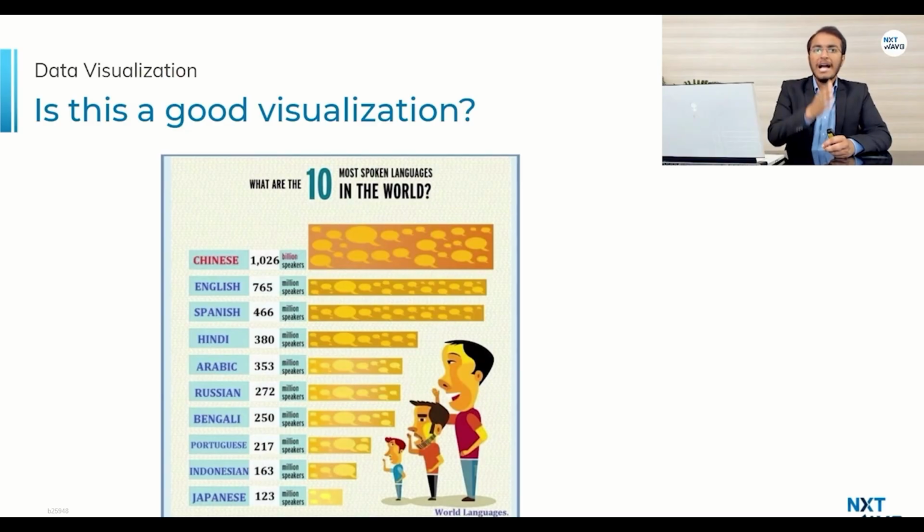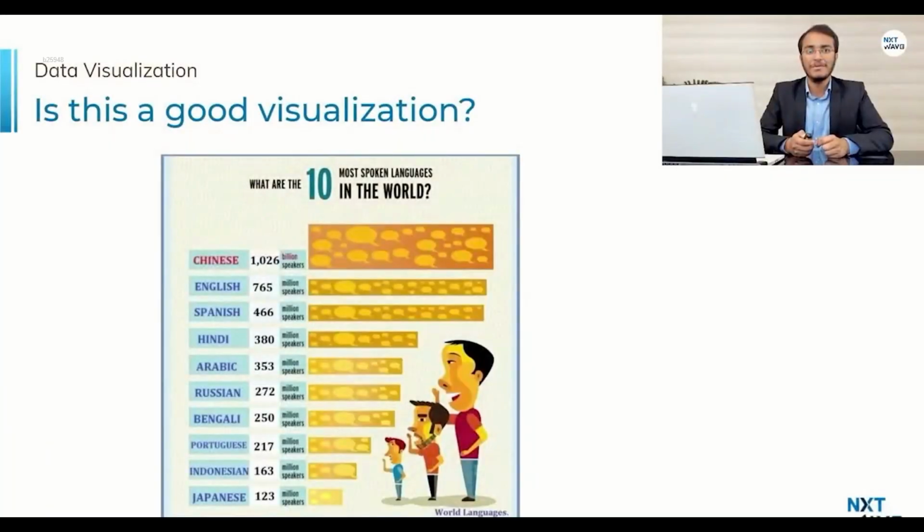Now if you remove the actual data printed there, the 765 and 466 numbers, and someone just looks at the visualization on the right, it will give a feeling that there are as many Spanish speakers as there are English speakers, approximately the same number. But is that true? No, right? So this kind of visualization is actually misleading. It is creating a lie factor in the data. The visualization is not communicating the actual data, rather it is communicating some lies. So in that way also a visualization can be very bad.